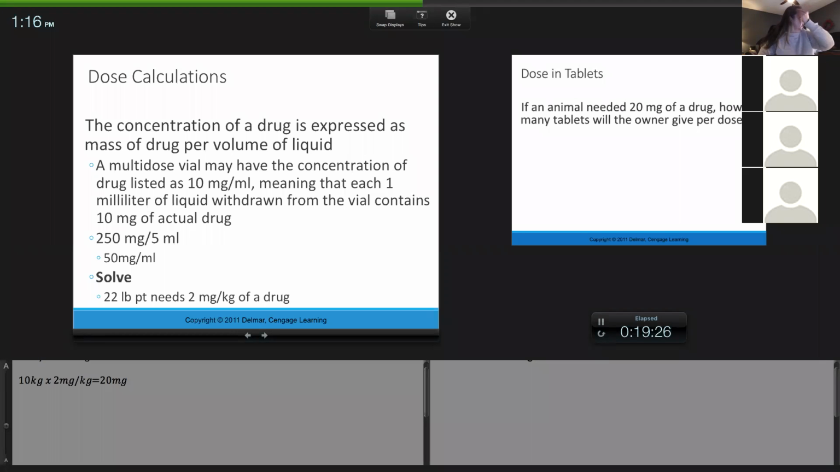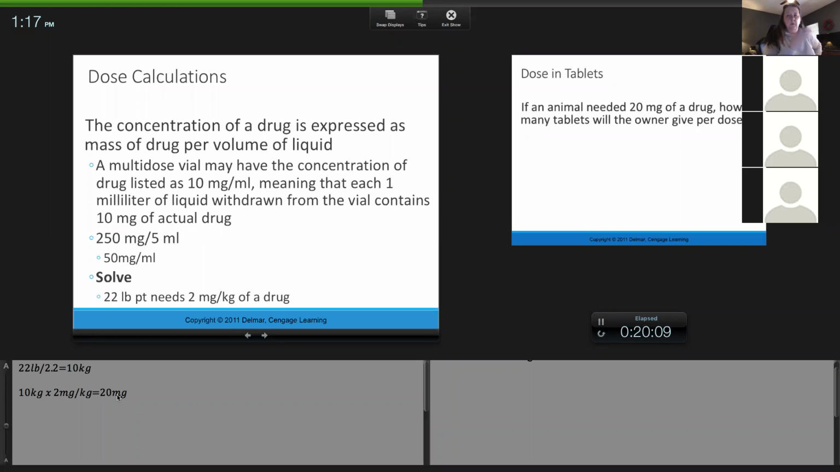If I have a 22-pound patient that needs 2 milligrams of a drug, and hopefully you can see it. Can you guys see that math in the gray box under the screen? Yeah. Okay, good. So right now, I got to convert first, because it's 2 mg per kg. So 22, you divide by 2.2, then that tells me right there my patient is 10 kilograms. The dog needs 2 mg per kg. So I take 10 kilograms times 2 mg per kg, and I get 20 milligrams.